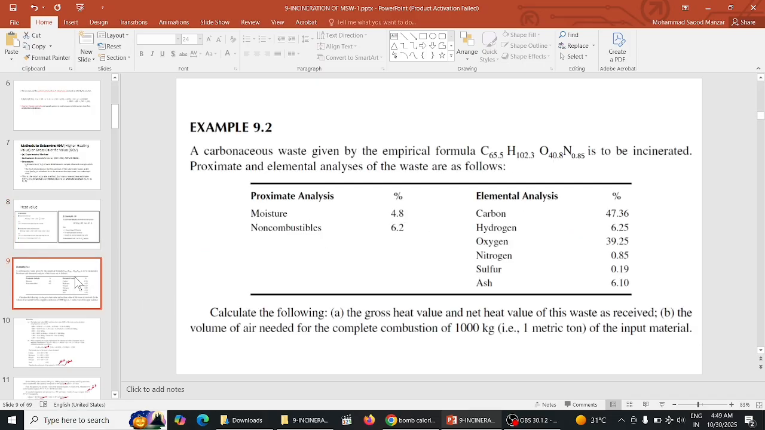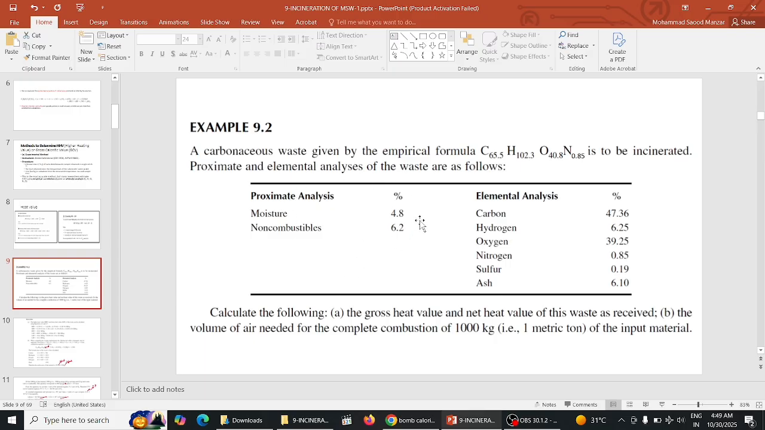So here this is the ultimate analysis table for the waste. The waste formula is C65.5, H102.30, O40.8, N0.85. So it has to be incinerated. The approximate analysis says that moisture is 4.8%, non-combustible is 6.2.